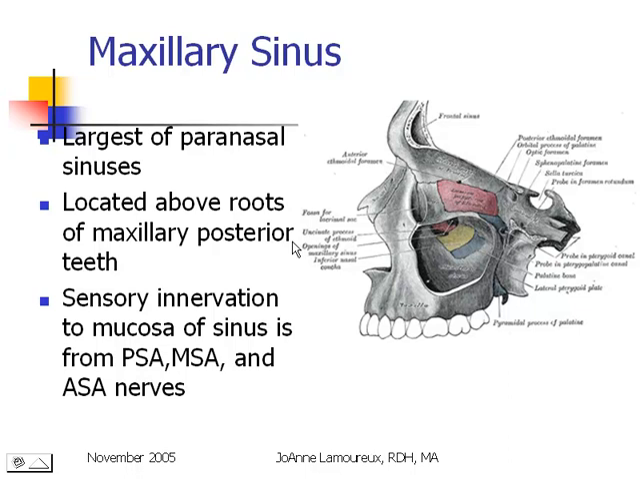I'm sure that you're well acquainted with the maxillary sinus. This is the largest of the sinuses that are accessory cavities to our nasal cavity.